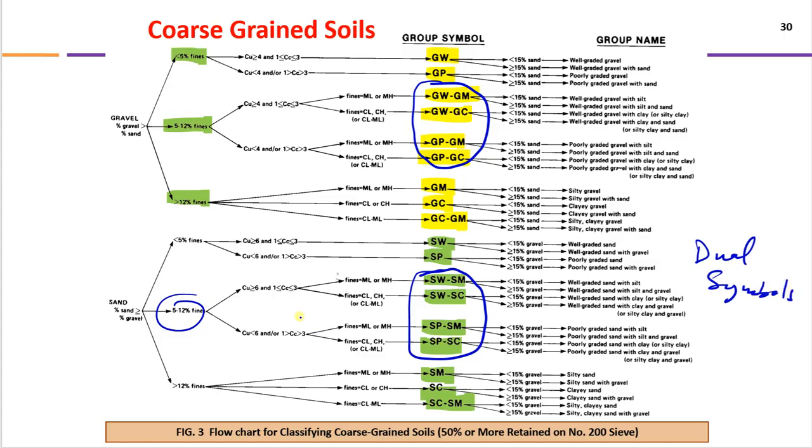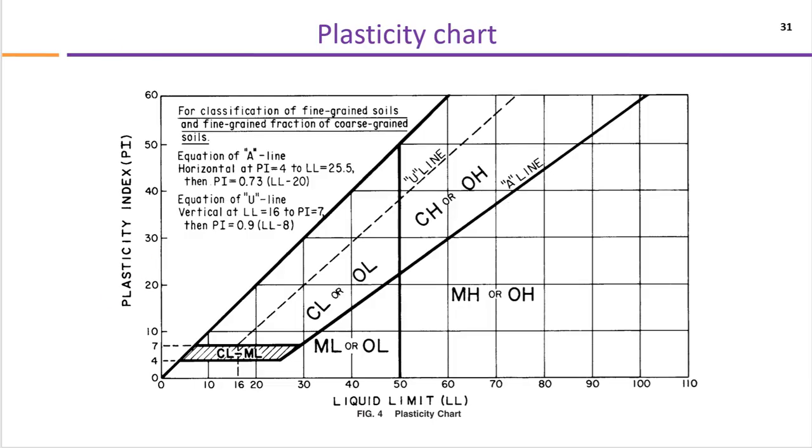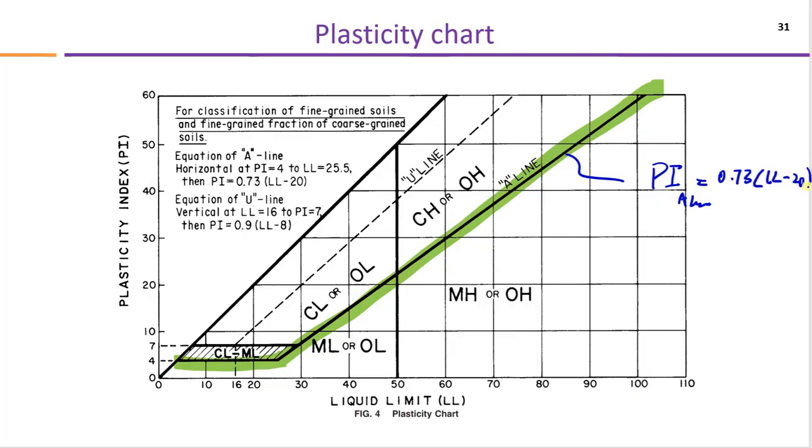So these are two charts, very important for doing the classification. And we also need this plasticity chart. You know what this chart is; we have discussed it in much detail in the previous chapter. That is the A line, and for the A line we will be using this equation: plasticity index of A line is equal to 0.73 times (liquid limit minus 20).